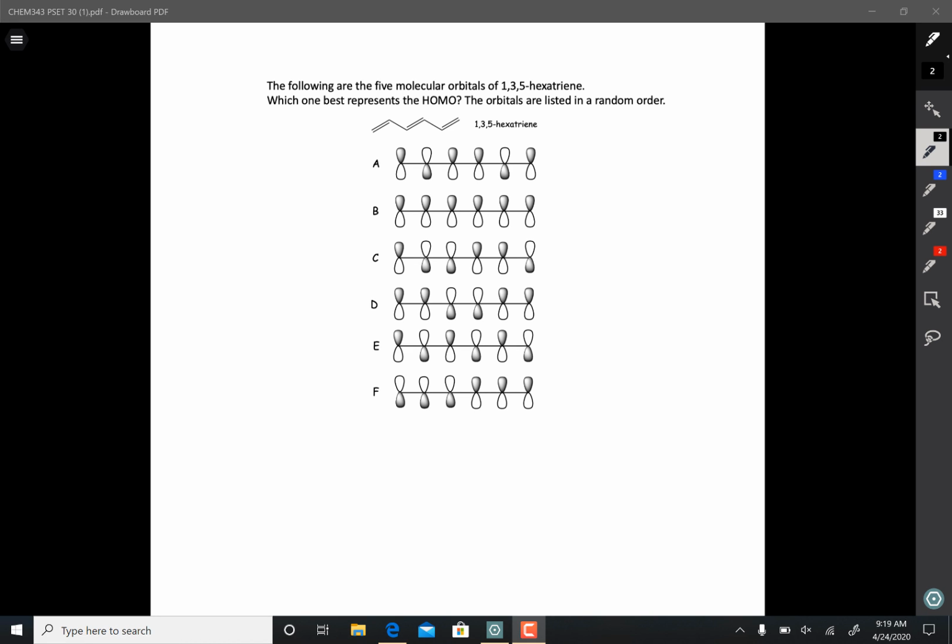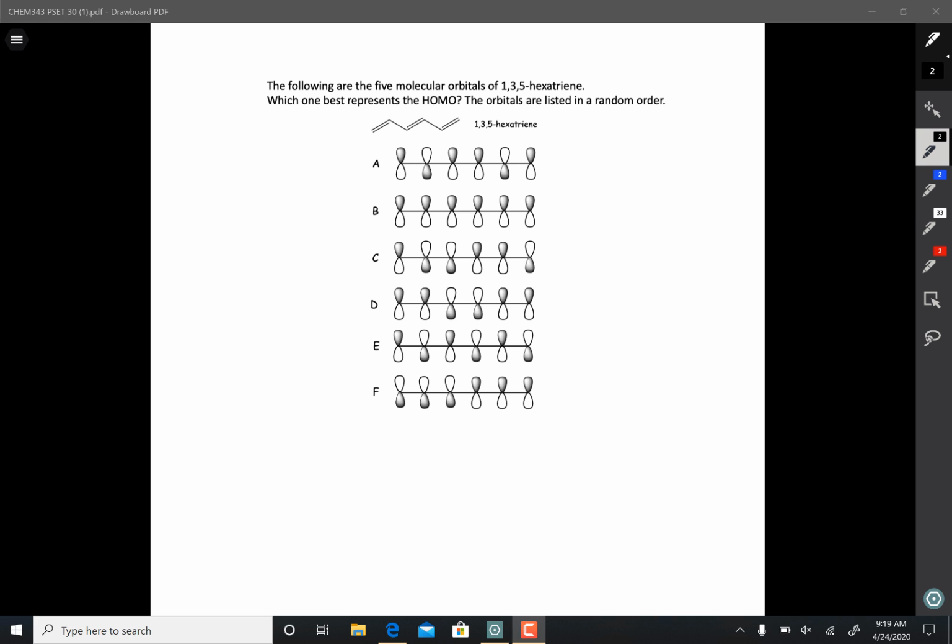Alright, there seems to be a little bit of a typo. It says the following are the 5 molecular orbitals of the 1,3,5 hexatriene. There's actually 6 because there are 6 p orbitals, so there are 6 there. Which one best represents the HOMO? The orbitals are listed in a random order.